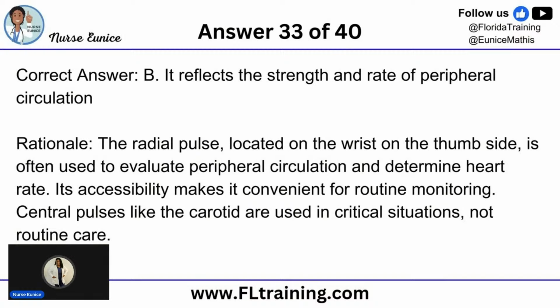So the radial pulse located on the wrist on the thumb side is often used to evaluate peripheral circulation to determine the heart rate. Its accessibility makes it convenient for routine monitoring. Central pulses like the carotid pulse are used in critical situations, what I just mentioned, not routine care. So that is the difference. So when you're taking a radial pulse, that means that person must be moving, they're talking to you, they have good circulation throughout their extremities.